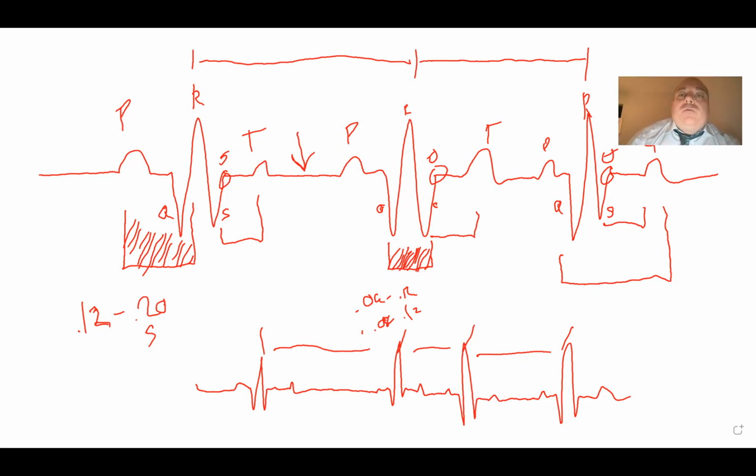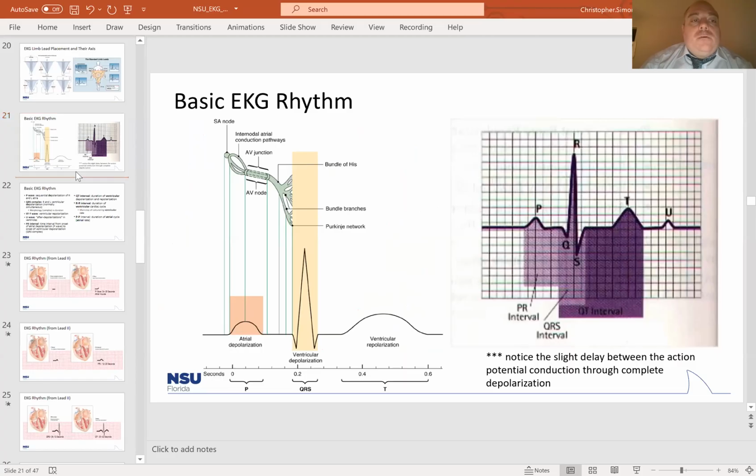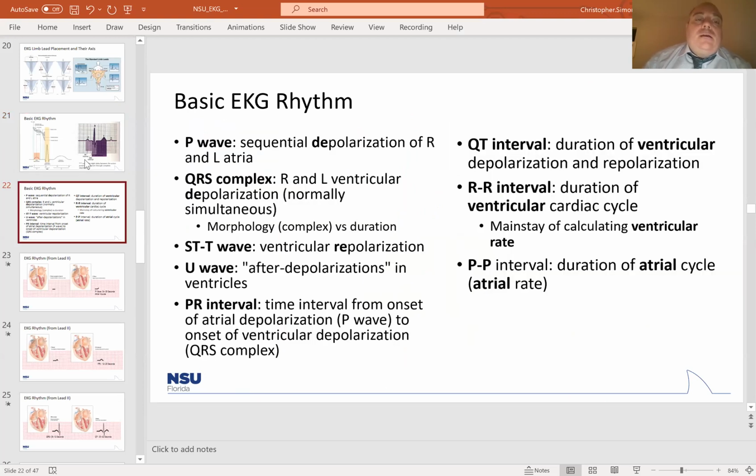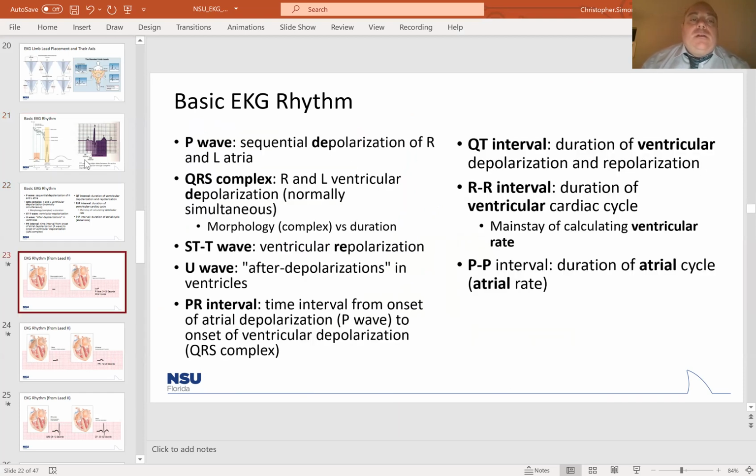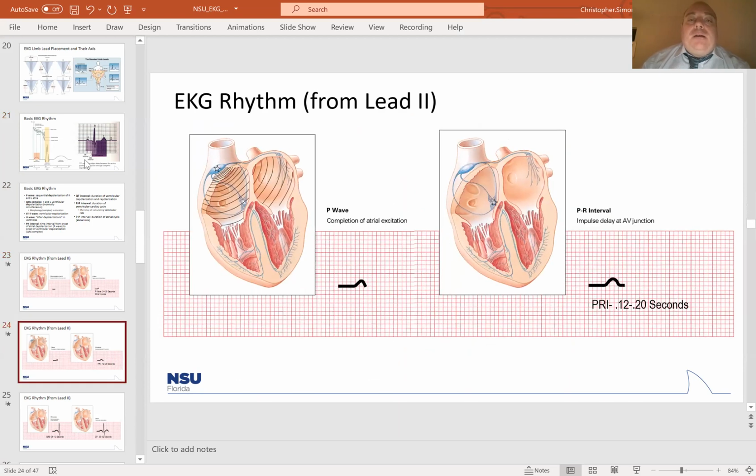So we're going to go ahead and clear this whiteboard. We're going to go back to the PowerPoint just for a minute and see where we're at. All right. So got the basics of the EKG rhythms, what means what, what's going on. So that's good. That's important. So make sure we definitely want to know that.